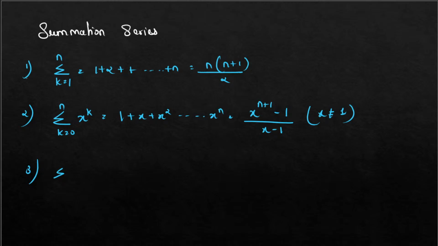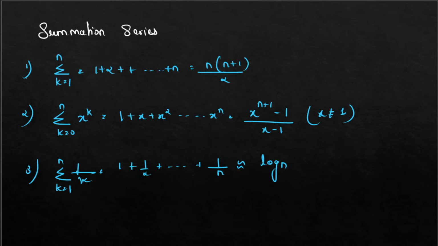Third is the summation of k equals 1 till n of 1 by k, so it is 1 plus 1 by 2 plus so on till 1 by n, which is approximately equal to log n.